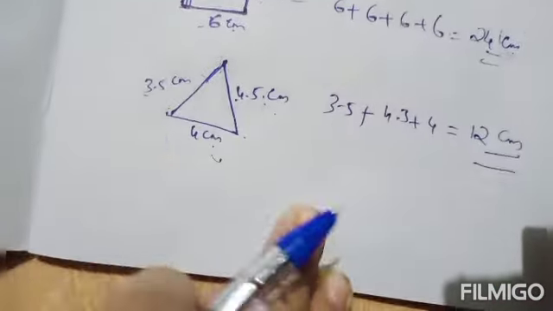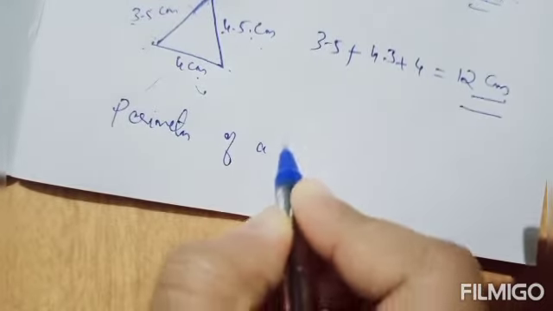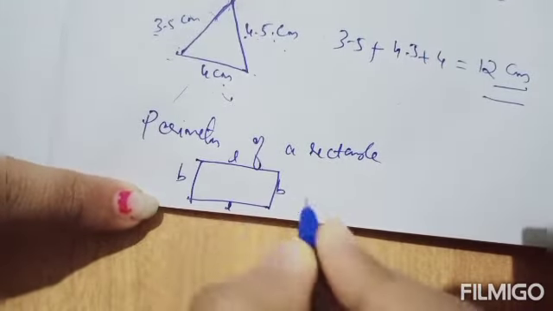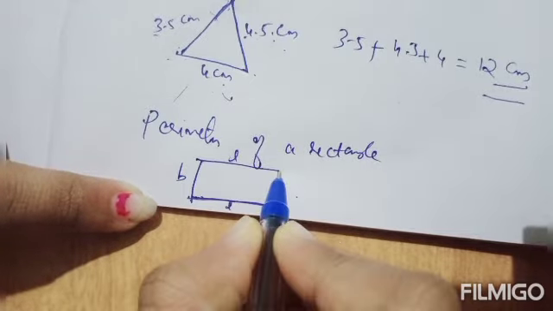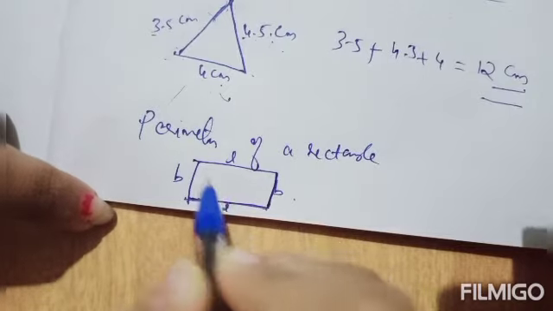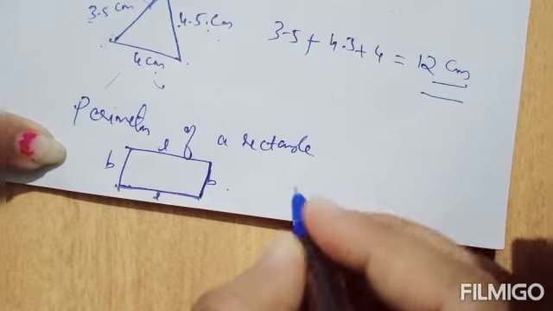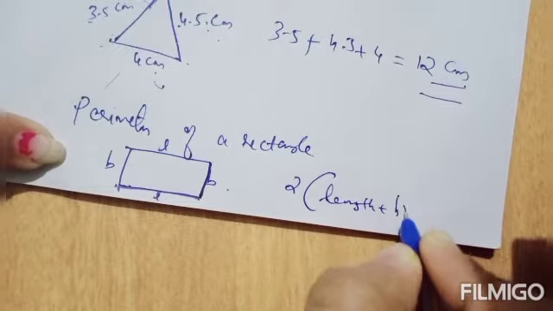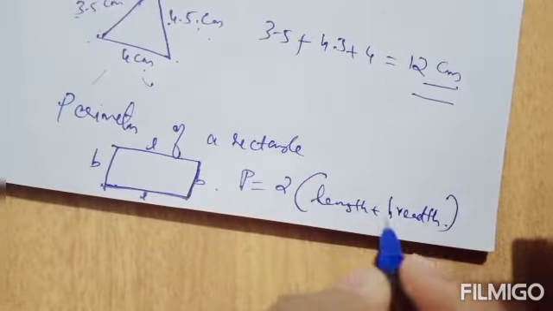Now in order to find the perimeter of a rectangle, you have one formula. You know this is a rectangle and it has 2 lengths and 2 breadths. This is length and this is breadth. The longest side is length, the shortest side is breadth. Now what is the formula for the perimeter of a rectangle? It is 2 into length plus breadth.